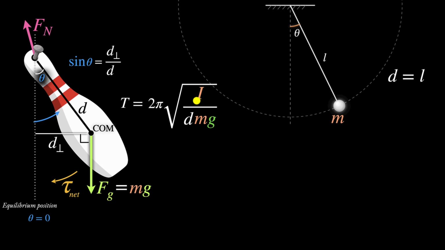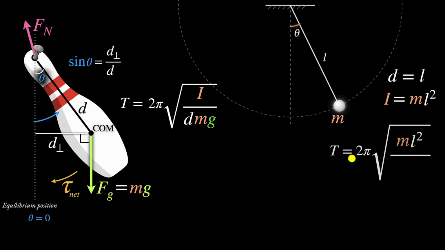Okay, and what is rotational inertia in this particular case? Since the point mass is moving in a circle, we can just use the expression for the rotational inertia of a point mass, which in this case would be just mL squared. So if we plug in, the expression for the period becomes, well, this is the rotational inertia, divided by, for D, I substitute L, so L times mg.